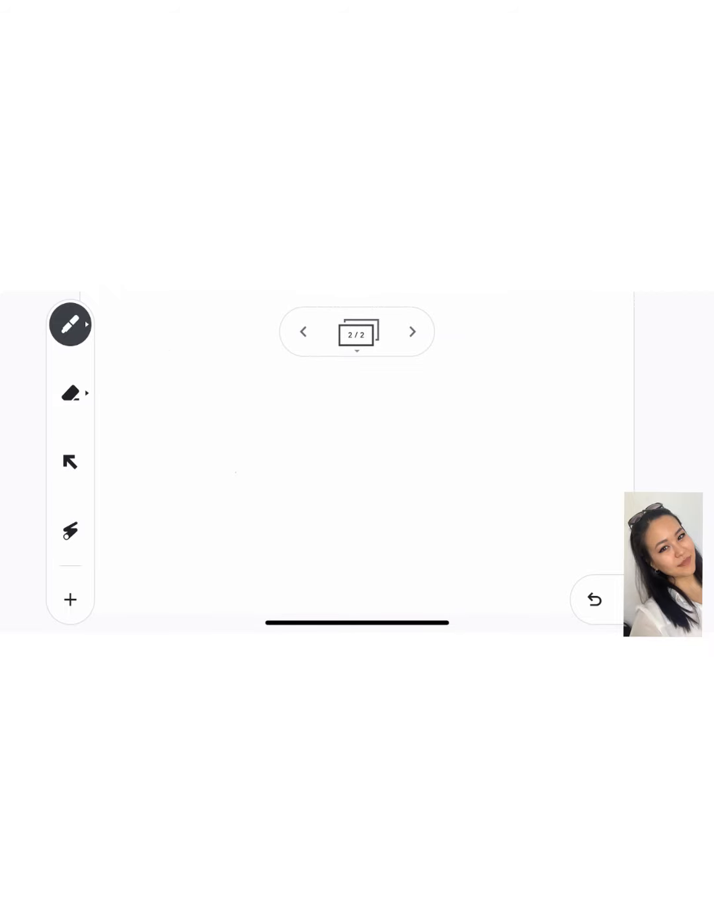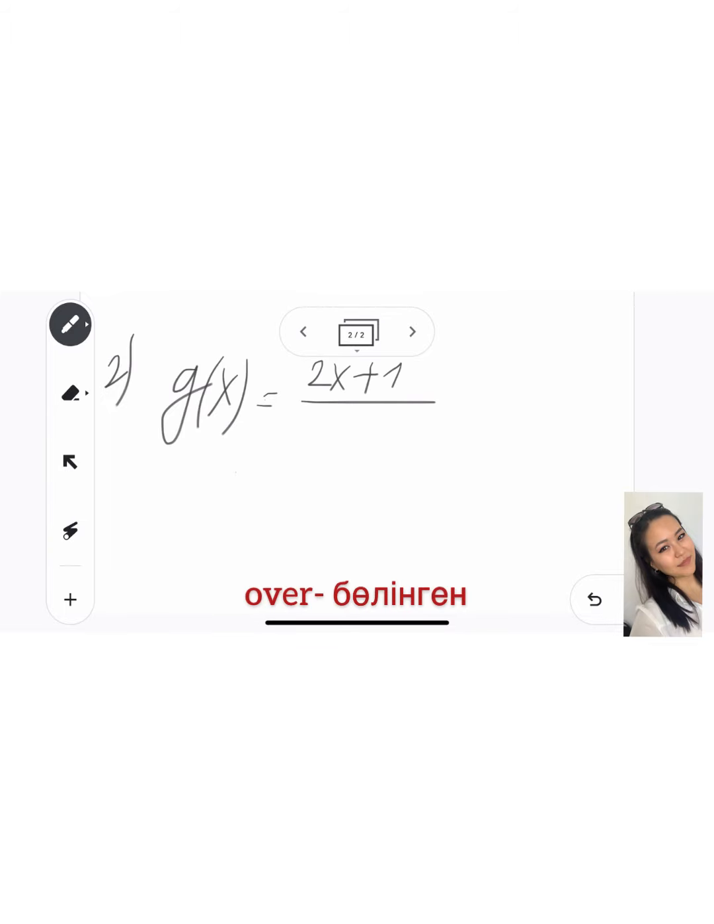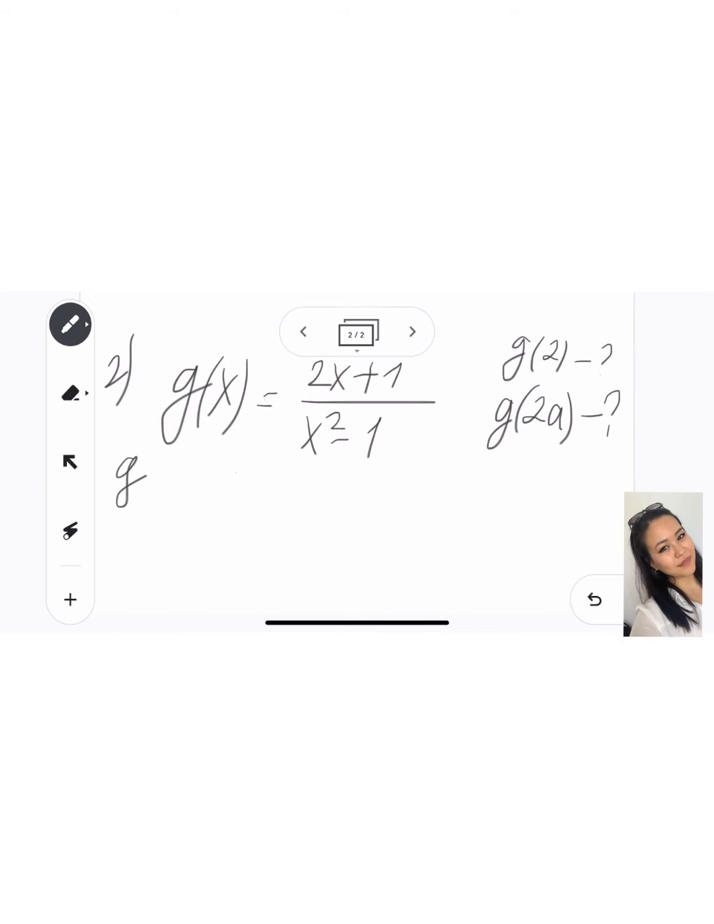So function means not only f but also other letters. G of x is also a function. G of x equals 2x plus 1 over x squared minus 1. We have to find g of 2 and g of 2a. So it's not just a number, but 2a, with a variable, an unknown number.